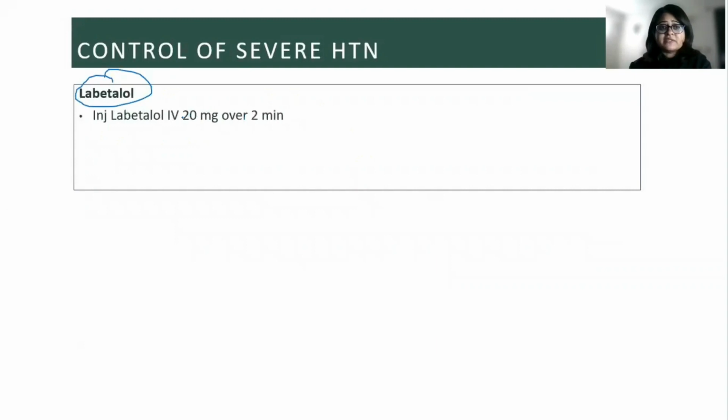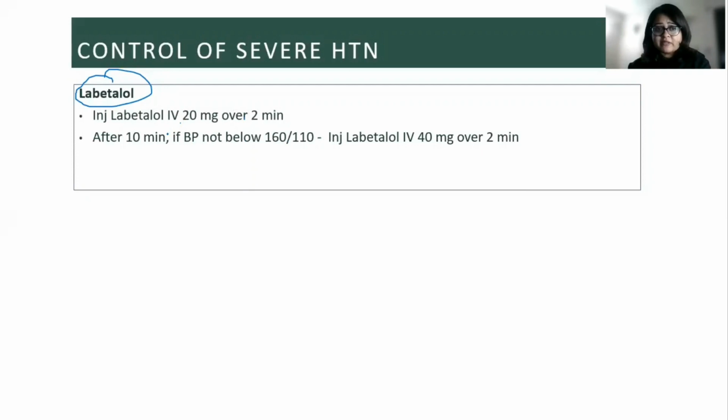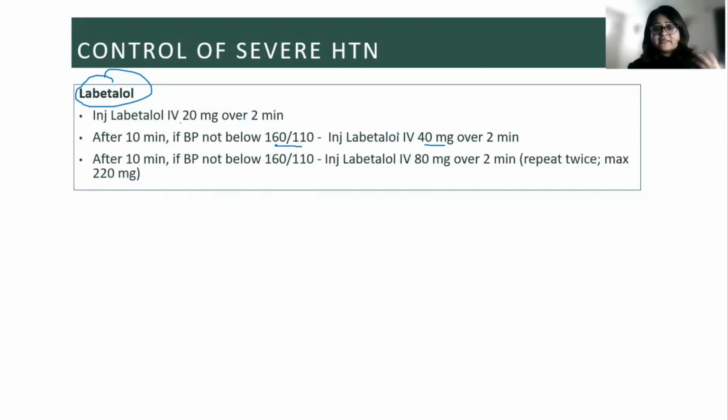Okay, so labetalol is given, and I think all of you know this regime. I'm just revising, because again, it's something which you should know and not open your books and check your phones to see what the dose is. So 20 milligram over 2 minutes is given IV labetalol. Check after 10 minutes, if the BP is still not below 160 by 110, repeat 40, so double it. So 20 initially, then 40 over 2 minutes, still not low, then 80. 80 can be repeated twice. So a total of 220 milligram labetalol can be given.